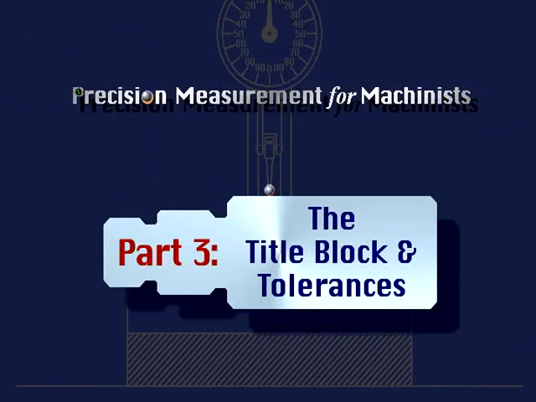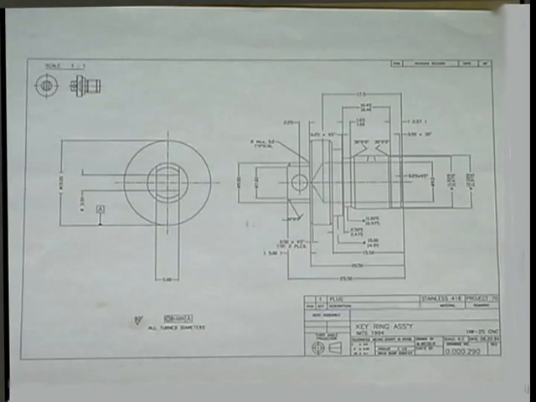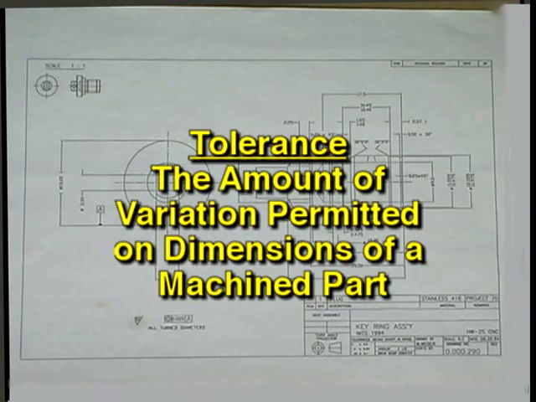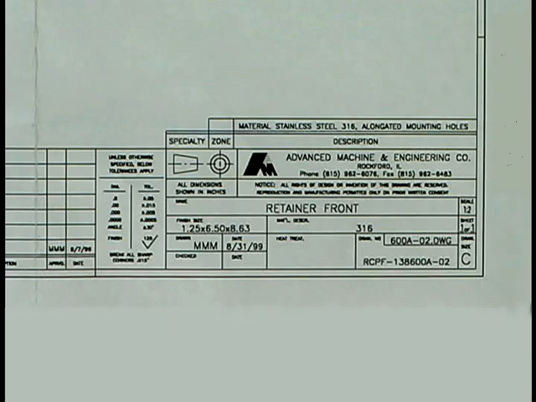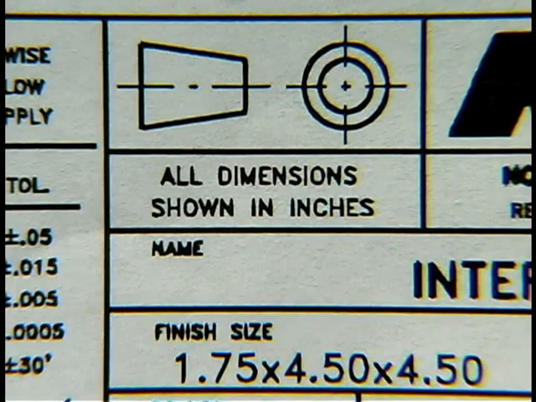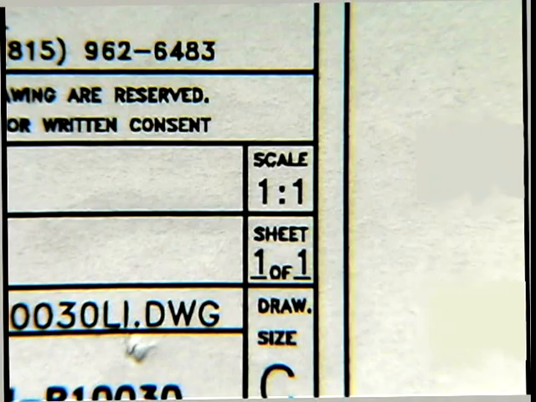Part 3. The title block and tolerances. A tolerance is the amount of variation permitted on dimensions of a machined part. This is the title block for this print. It is usually located in the lower right corner of the print. The tolerances which apply to most of the dimensions on the print may be indicated in the title block, as well as other information, such as whether the print is in metric and the scale of the drawing.